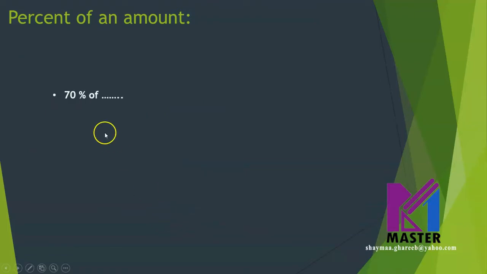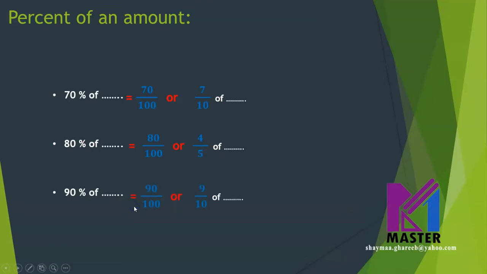Now let's see. The 70% is the same as 7/10. What about the 80%? Do you remember? It is 4/5 of the amount. And the 90% is 9/10 of the amount. It's really important to know all these conversions, or equivalent fractions, for these percentages before you start to work on any percent of an amount.